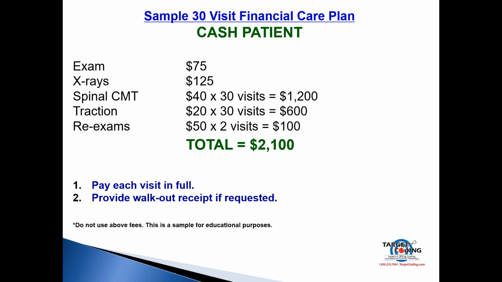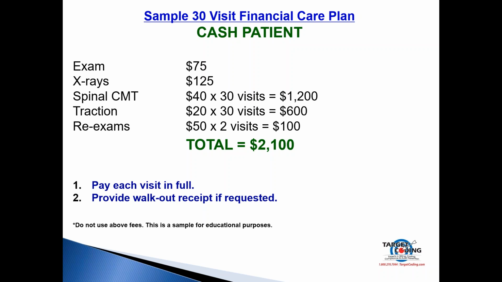I put together a 30-visit sample plan here. 30 visits, exam, x-rays, 30 adjustments, 30 tractions, a couple of re-exams, total of $2,100 here. So the patient could pay in full on each visit, give the patient a walkout receipt, let them submit it to their insurance. That's pretty straightforward, very simple. Don't use these fees. This is for educational purposes. Okay, so pay per visit.